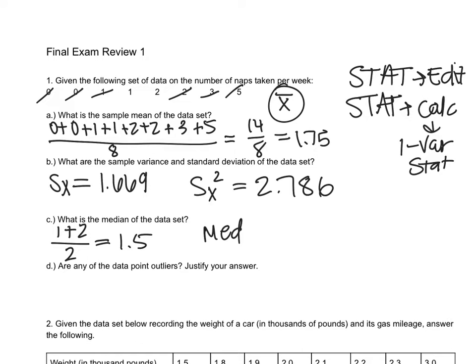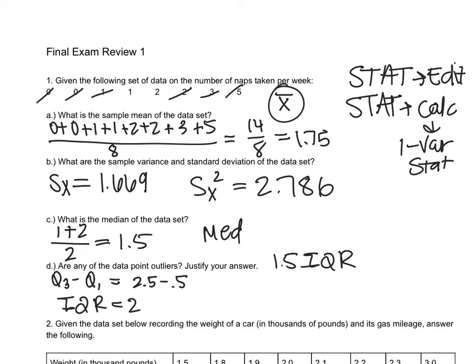The last thing we want to do is determine if any of the data points are outliers. And the way we're going to justify our answer here is with work. So we want to use the 1.5 IQR rule to find any outliers. So remember, the IQR is the interquartile range, and the way we find that is doing quartile 3 minus quartile 1. Again, if you're in the one variable stats for this data, it gives you quartile 1 and quartile 3. Quartile 3 is 2.5 minus quartile 1, which is 0.5, which gives us as our IQR is 2.